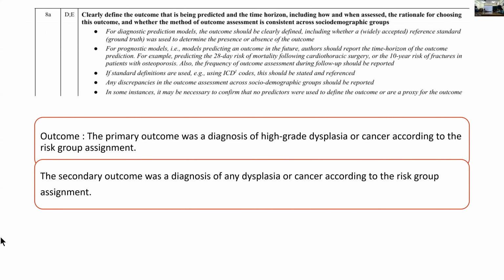The outcomes they have looked at: the primary outcome was a diagnosis of high-grade dysplasia or cancer. The secondary outcome was a diagnosis of any dysplasia, whether that's low-grade or high-grade. Now, this test is intended to be used as a screening tool prior to doing an endoscopy. So we are primarily interested in the negative predictive value of this test. In particular, we are interested in patients who are stratified as low risk. In those patients, what is the risk of developing a high-grade dysplasia, or any dysplasia?